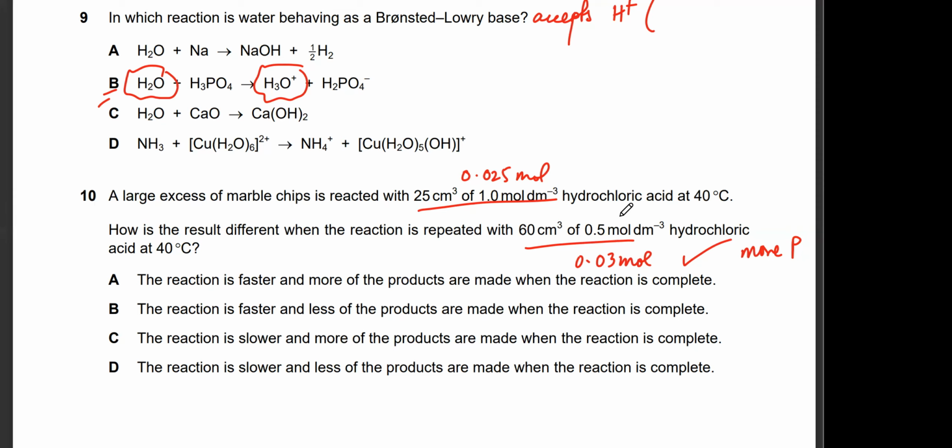Slower? Theek hai, slower kyun? Kyunki concentration kam hai, theek hai? So the reaction, how is the result different? The reaction is slower and more of the products are made when the reaction is complete. So it's going to be C. It's going to be slow, but more of the products are going to be formed overall.